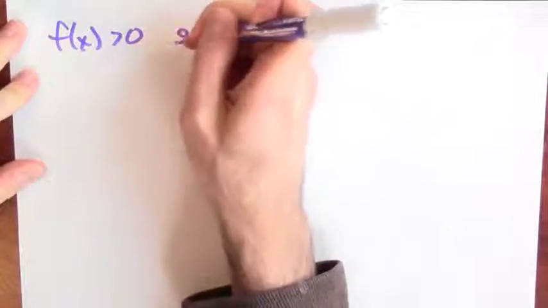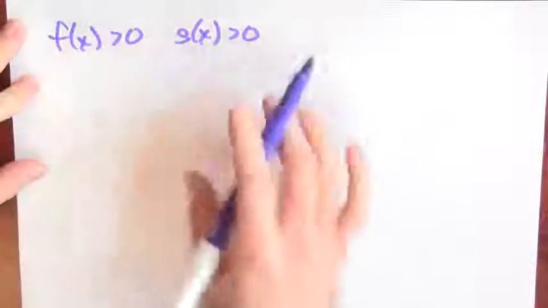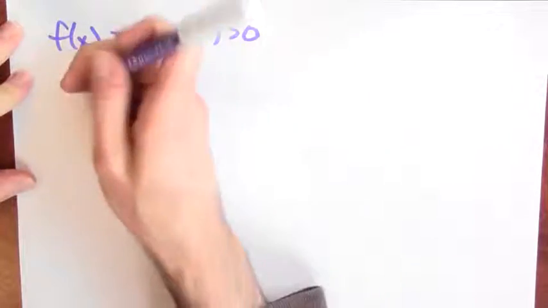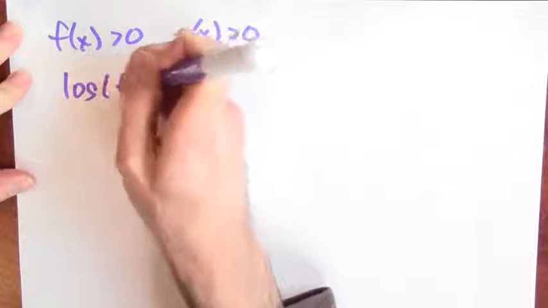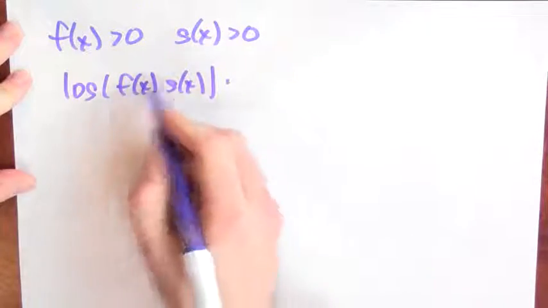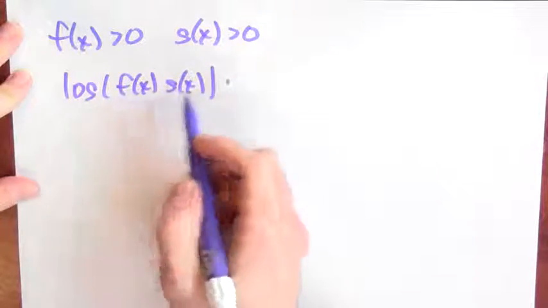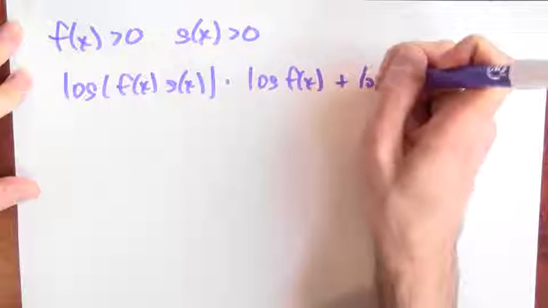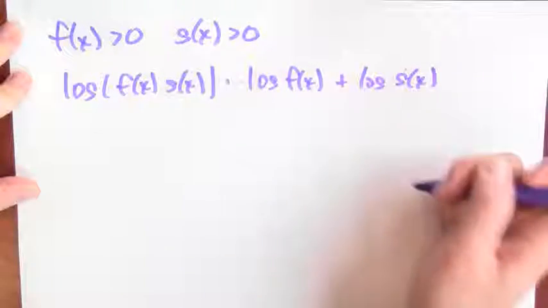Let's see how. So let's suppose that f of x is bigger than 0 and g of x is bigger than 0, say for all x. I just want to do this for positive functions. Okay. Now I'm going to use logs. So let's take the log of f of x times g of x. And what do I know about logs? Logs turn products into sums. So the log of f of x times g of x is the log of f of x plus the log of g of x.